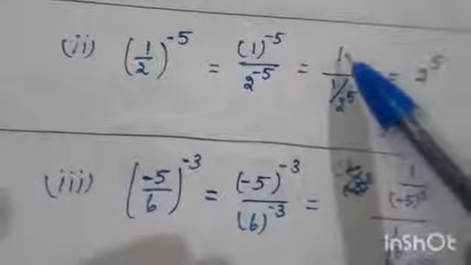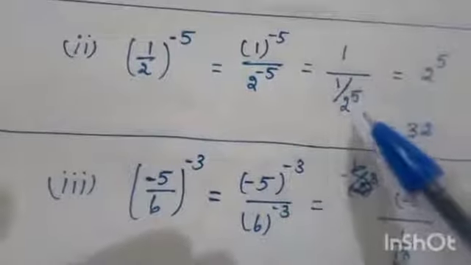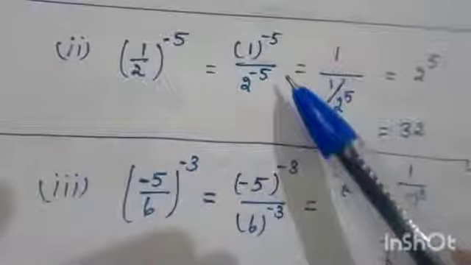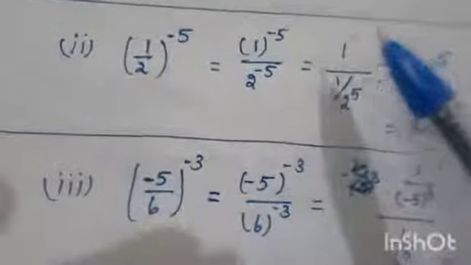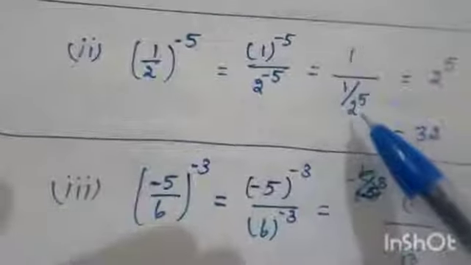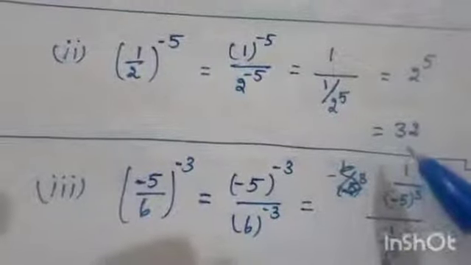That is equal to 1 by 2 power 5, using the a power minus m formula, which is 1 by a power m. So 1 by 2 power 5, that is equal to 2 power 5. 2 power 5 value is 32.